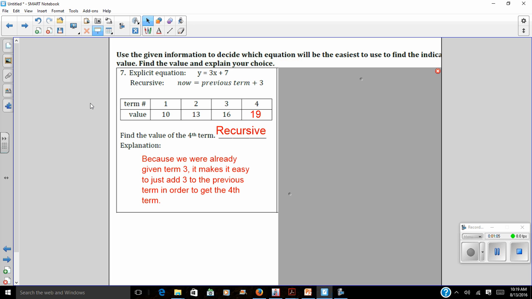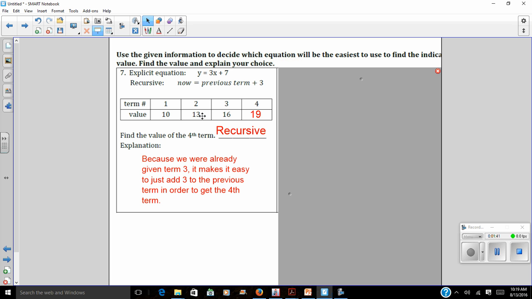the same thing. It gives us the explicit equation, y equals 3x plus 7, and it gives us the recursive equation, which is written in verbal terms. That's what we've been using so far. The now, or the needed term, equals your previous term plus 3. And we can see this pattern occurring in the table. So if you look at any given term, so term number 1, the value is 10, and term number 2, the value is 13. So we can see that increase of 3 from the first to the second term.